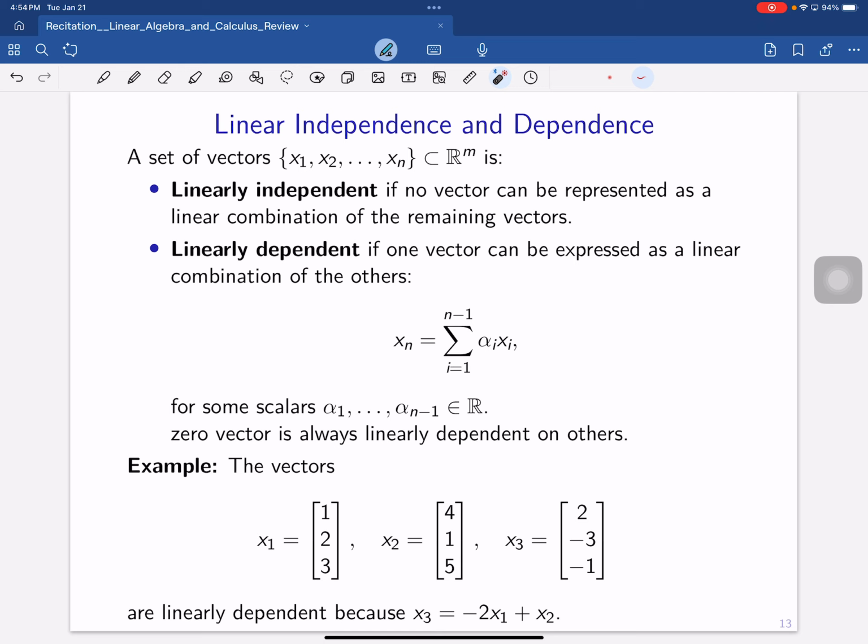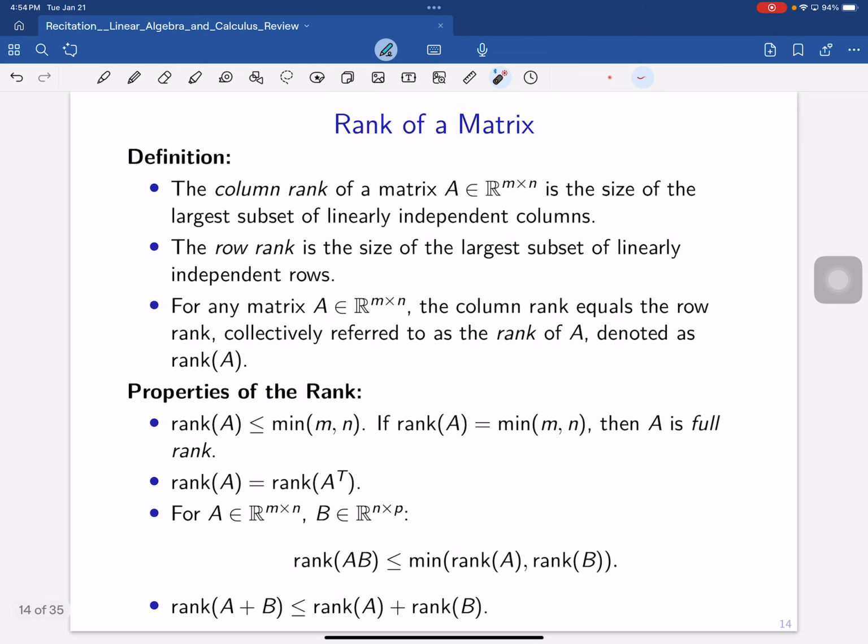And here's an example: x1, x2, and x3, and clearly you can show that x3 is dependent on x1 and x2, okay? So here's another definition. Again, this is just a cheat sheet. I will go over the cheat sheet without any proof, okay?